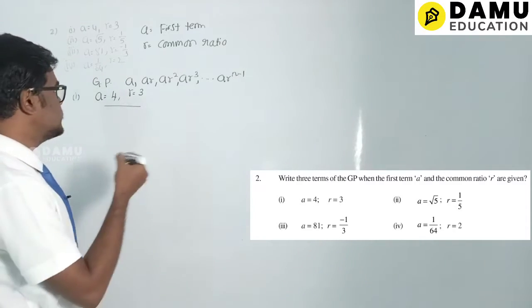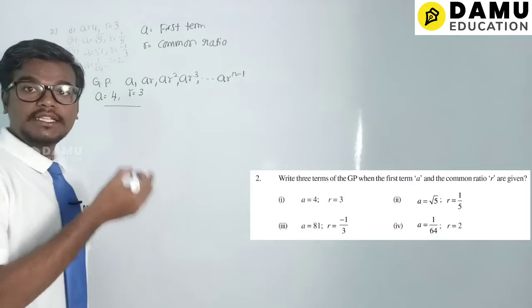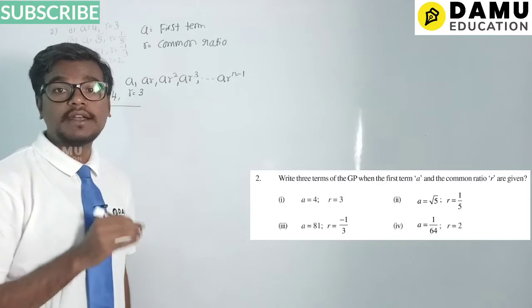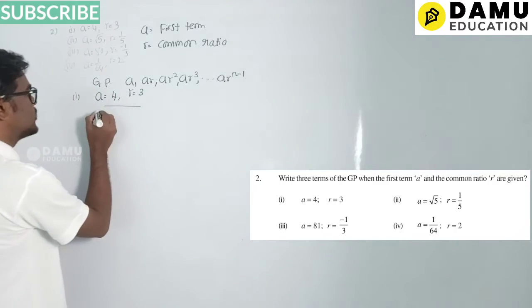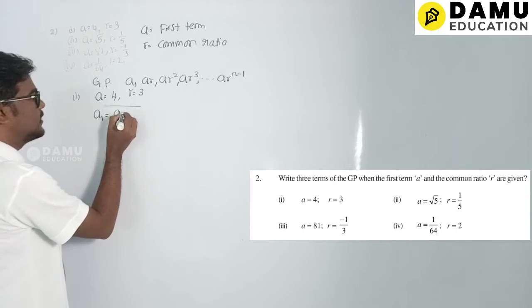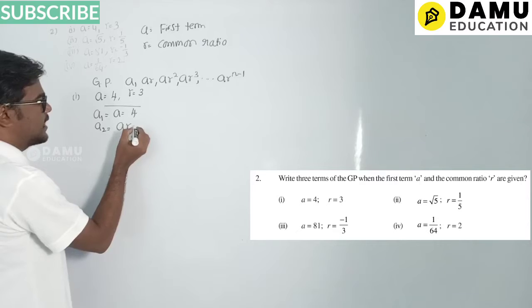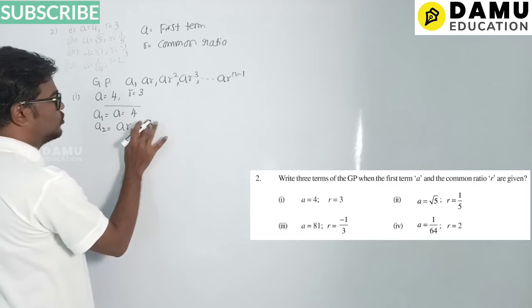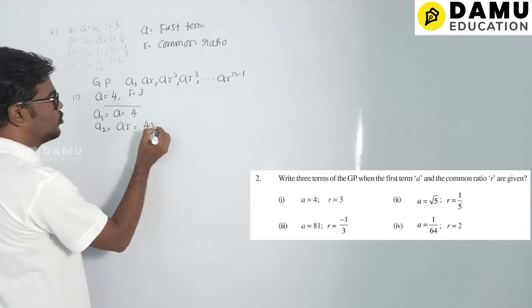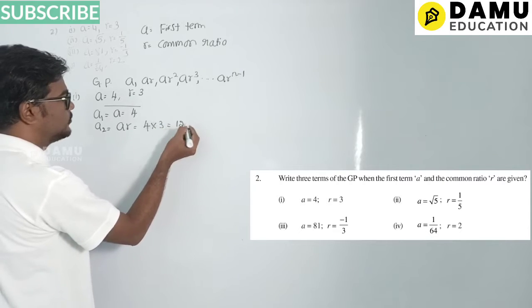We know the first term; the remaining three more terms we have to find. They are already given the ratio. So what is the first term? A1 is equal to A, that is 4. Then A2 is the second term, that is A into R. A is 4, into R which is 3, gives 12.